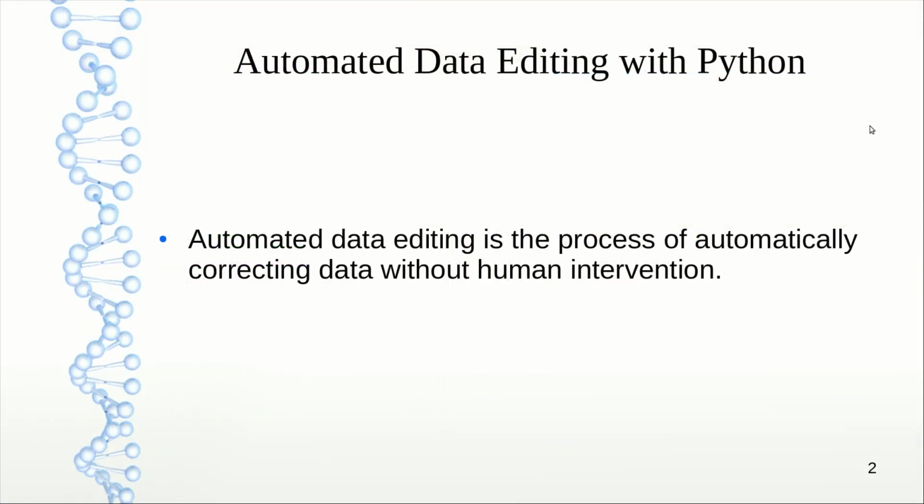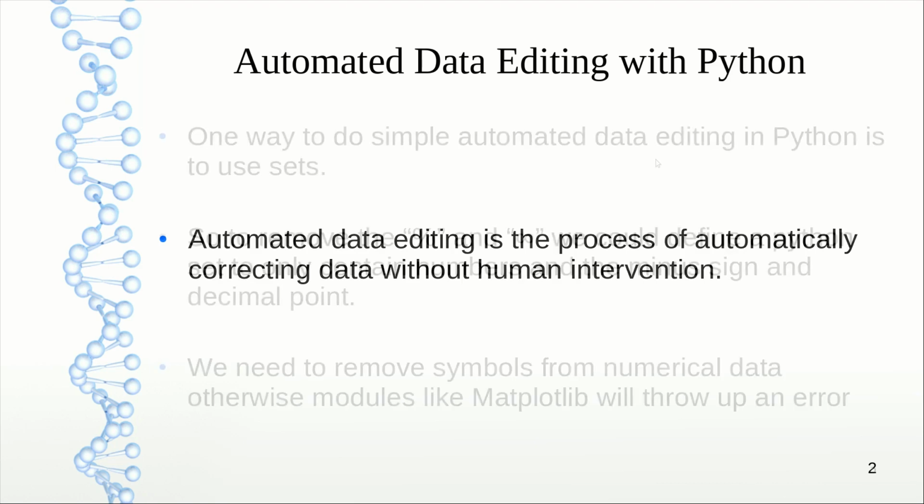So what is automated data editing? Well, it's a process of automatically correcting data without human intervention. So you'll be able to define some sort of rule to ensure that your data meets that rule, and that is really useful when you're scraping data because you don't know what you're going to come across and what sort of corruption you might have in your data.